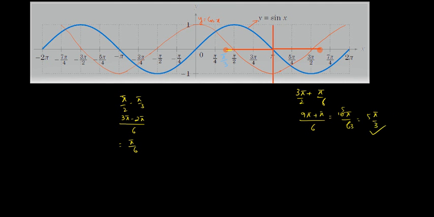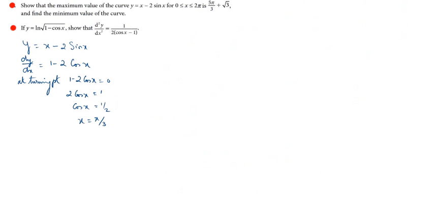So apart from pi by 3, we have one more value. X is equal to 5 pi by 3. So these are the two values which we are going to use to find the minimum and maximum point or maximum value and y coordinates of the turning point.